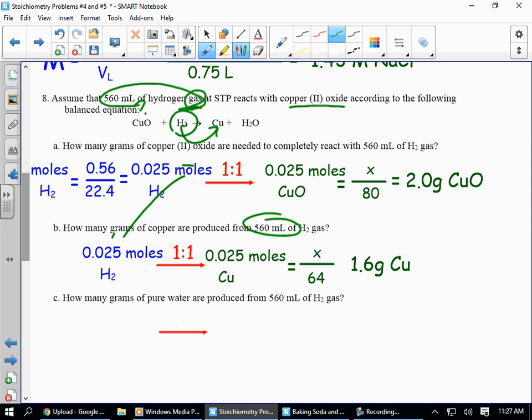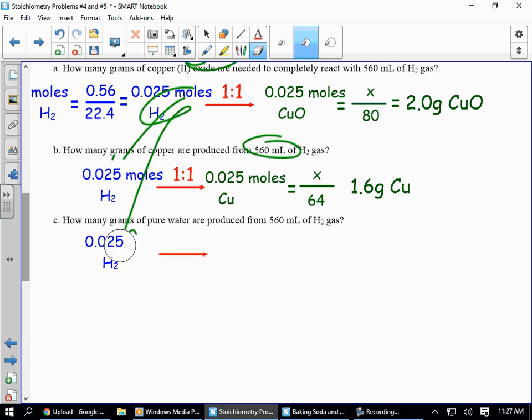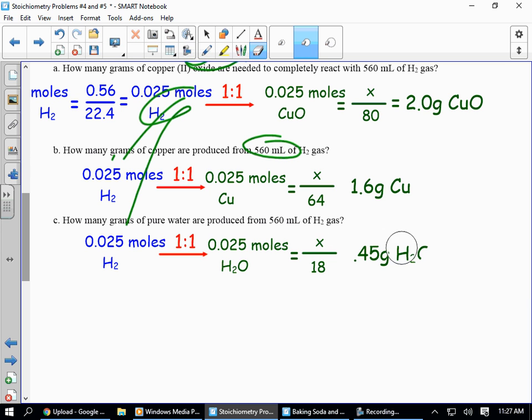Last but not least, I'm going to take the same amount again, and I want to know what mass of water we're going to have. So I'm going to say this is, again, a 1-to-1 ratio. That's how many moles of water I have. Multiply by its formula weight, and you get a mass.